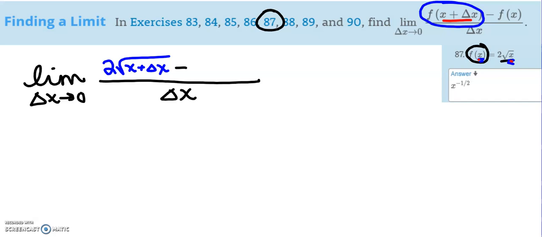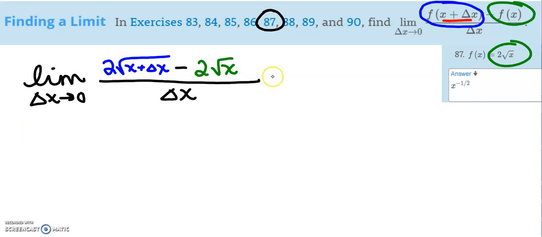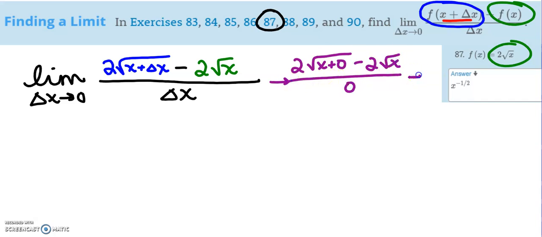The next thing then that I have is minus f of x. Now it's all messy, but f of x itself was given to us as 2 square root of x. All right, the first method for evaluating a limit is to try direct substitution. So I'm going to say 2 square root of x plus 0 minus 2 square root of x all over 0 goes to 0 over 0. Again, notice the arrow is not an equal sign because we're not equal to something that is indeterminate. But 0 over 0 means I need to keep going.